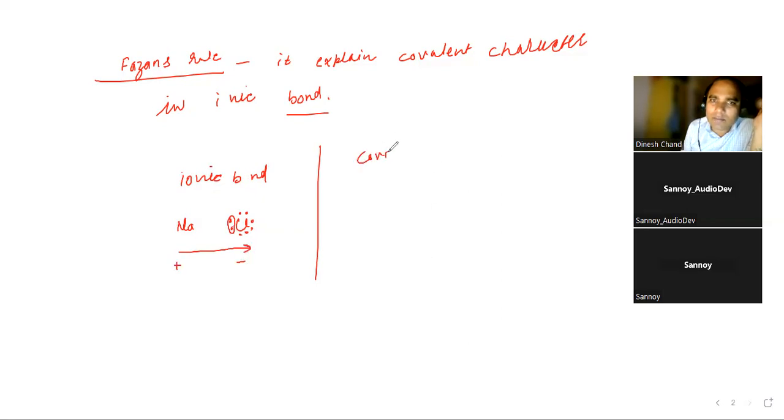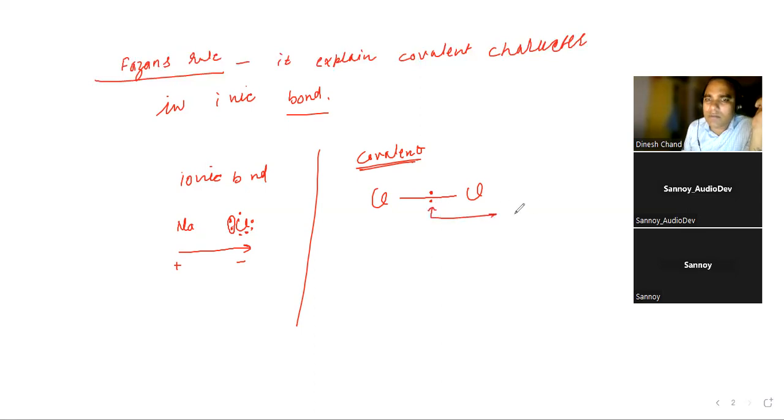Now you see the covalent bond. Suppose I am taking Cl, the two Cl atoms. So where are the electrons? In between the two atoms, exactly between the two atoms. And in the ionic bond, the electrons are there towards the electronegative atom. Yes or no? Yes.